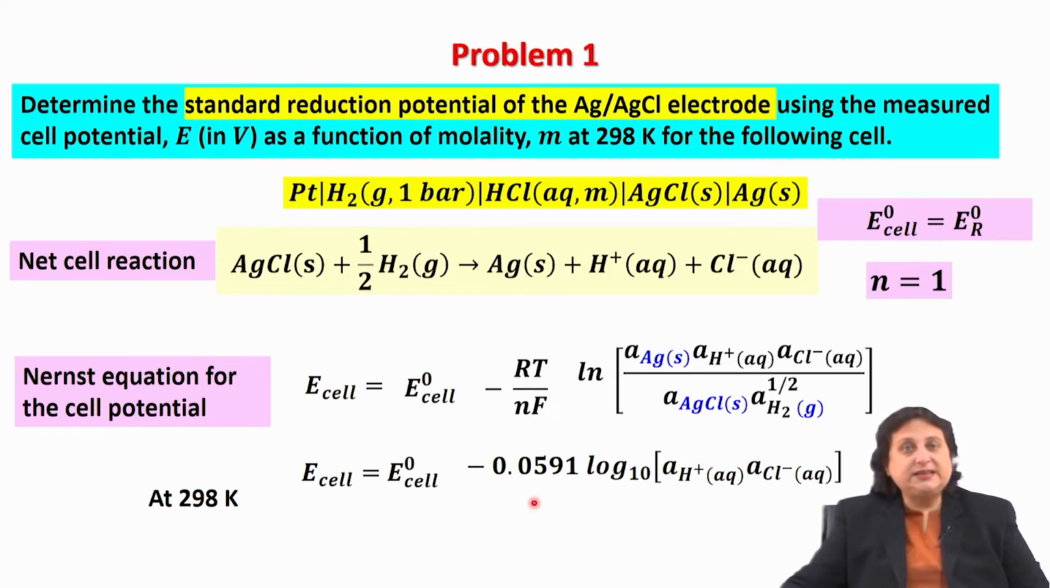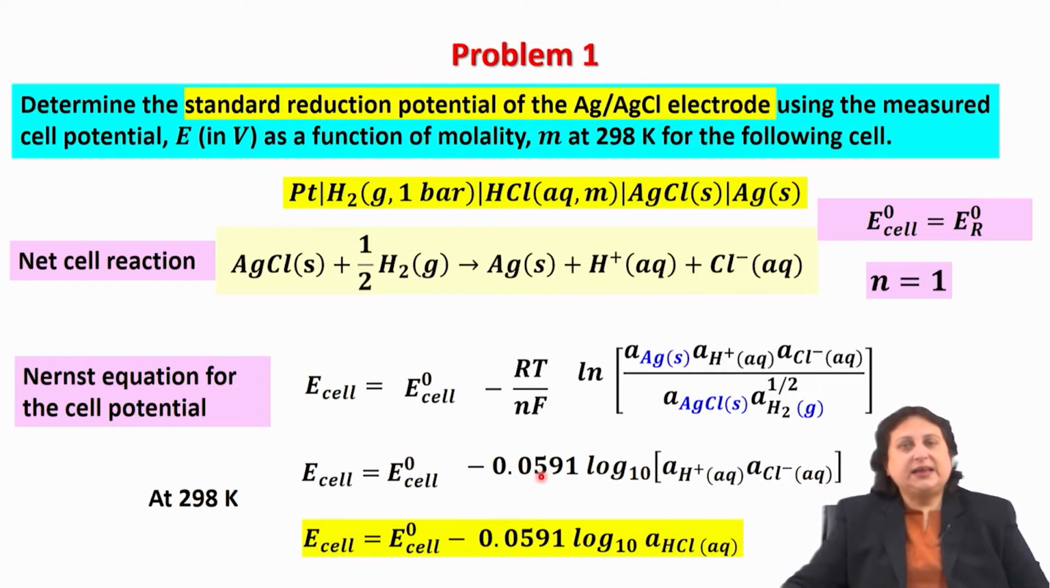Now, you must realize that whenever I am writing down this equation like this, I am actually using the E naught cell in volts and E cell also in volts, because I have used this number, the number that you see here, in volts. So, going ahead, I can write down that the cell potential in volts is equal to the standard cell potential in volt minus this number into log to the base 10 of activity of HCl aqueous.